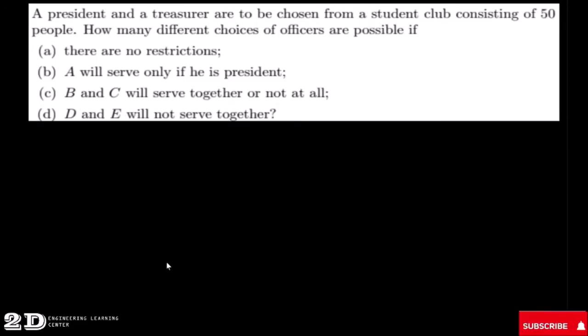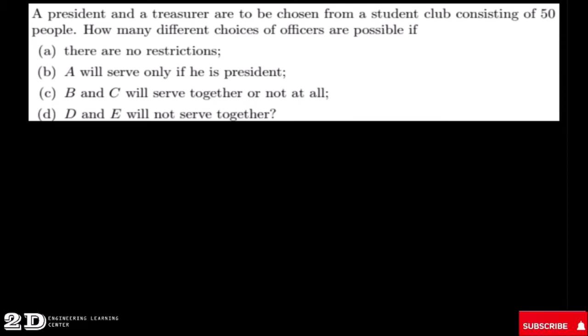Next. A president and a treasurer are to be chosen from a student club consisting of 50 people. How many different choices of officers are possible if A, there are no restrictions; B, A will serve only if he is a president; C, B and C will serve together or not at all; and D, D and E will not serve together.